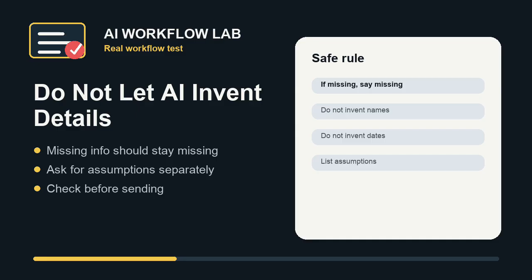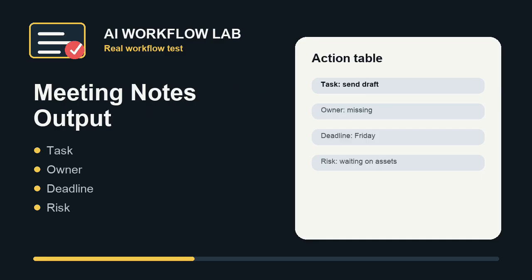The best meeting note output is not a pretty paragraph. It is a working table. A task column tells you what needs to happen. An owner column tells you who is responsible. A deadline column tells you when. A risk column tells you what could block the work. A missing information column stops the AI from pretending the notes were complete.